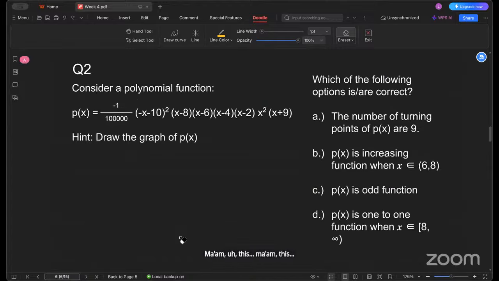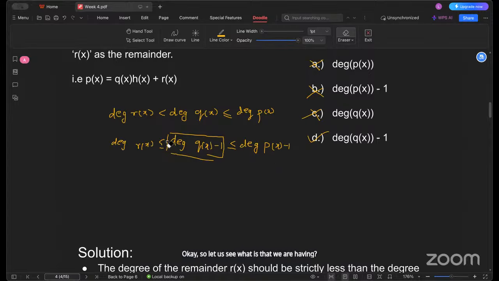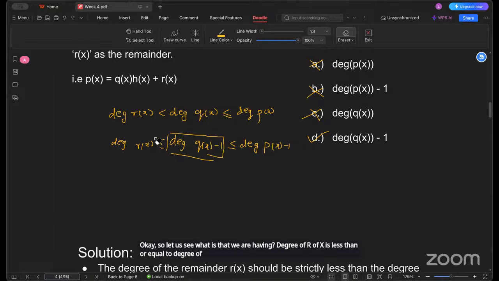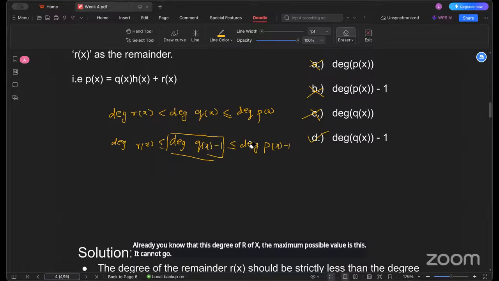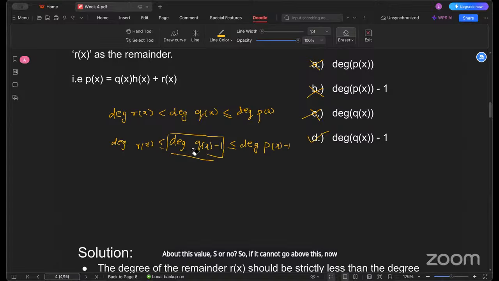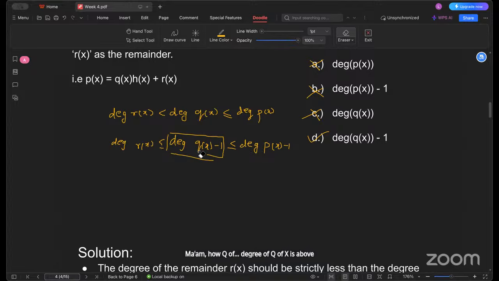Ma'am, the last question I didn't get, minus 1. How did you say that the B option is not right, ma'am? Okay, so let us see what we are having. Degree of R of x is less than or equal to degree of Q of x minus 1. Already you know that the maximum possible value of degree of R of x is this. It cannot go above this value. Yes or no? Yes, ma'am. So if it cannot go above this, now degree of P of x minus 1 is above this only, right? Ma'am, how is degree of Q of x above, it is less than or equal to. That's what I'm saying, degree of P of x minus 1 is above.